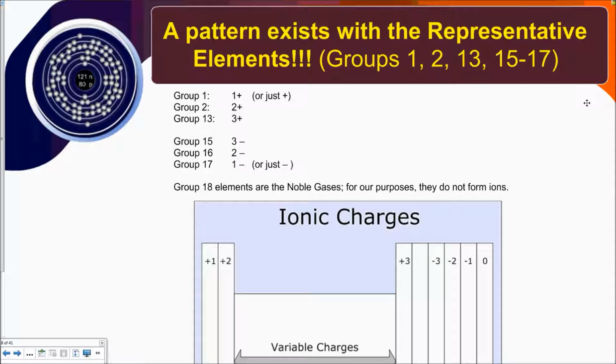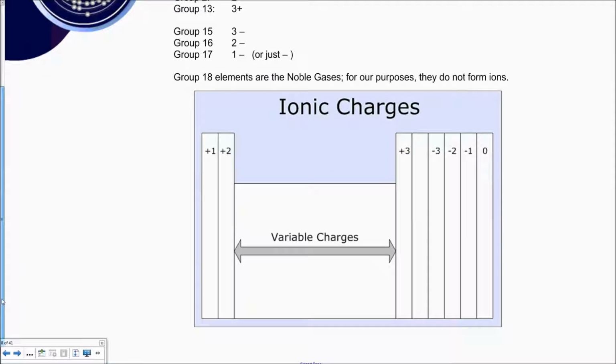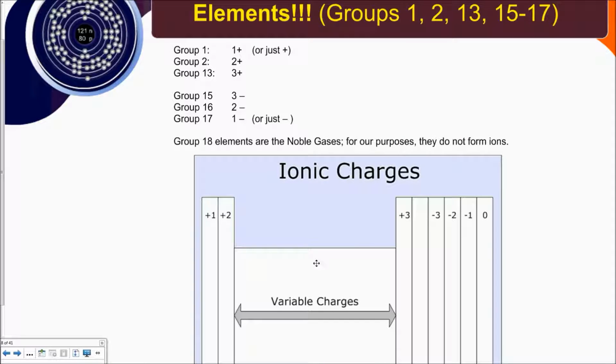Well, there's a pattern that exists on the periodic table. So if you look at my periodic table here, Group 1 elements, starting with hydrogen, have a +1 charge. Group 2 elements have a +2 charge. We're going to skip the transition metals right here for now. They are multivalent, which means they will have variable charges. Like at certain times they can be +1 or +2, sometimes +3, +4, etc.